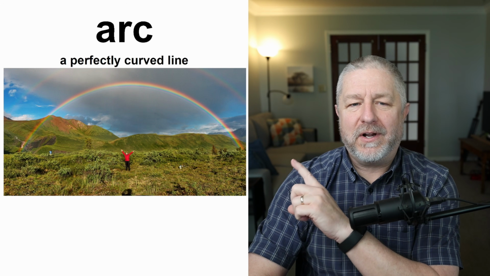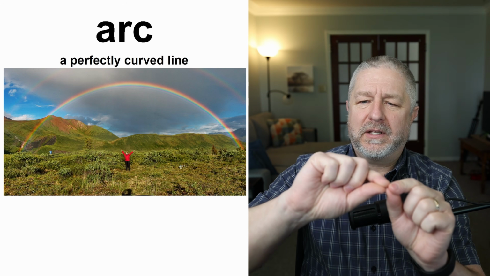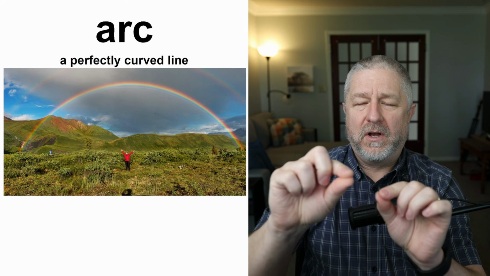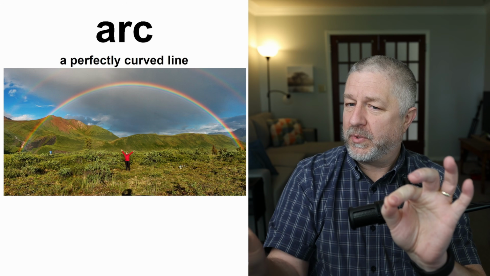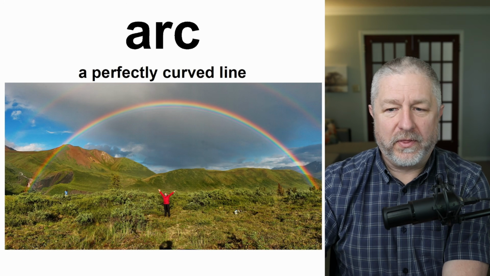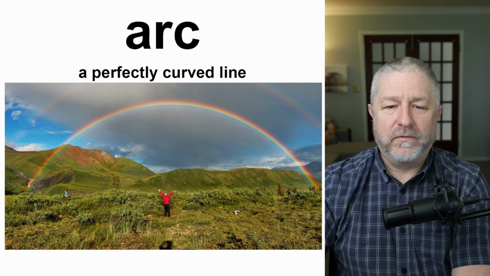So here we have an arc, a perfectly curved line. What that means is it's not a curved line that has some oddness to it. It's like part of a circle. It's perfect from one end to the other. And you get beautiful things like a rainbow, which is an arc, a perfectly curved line.